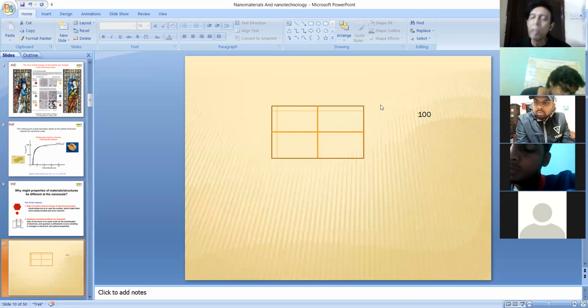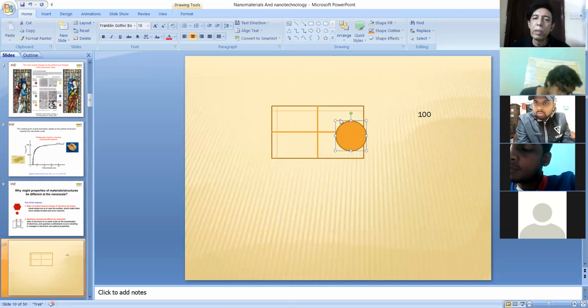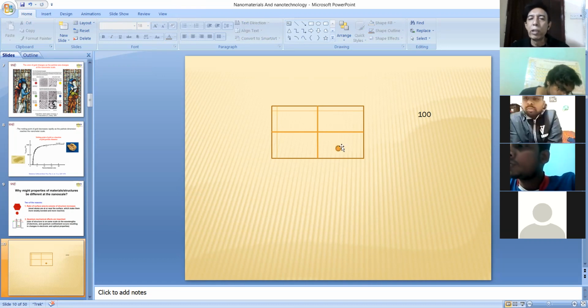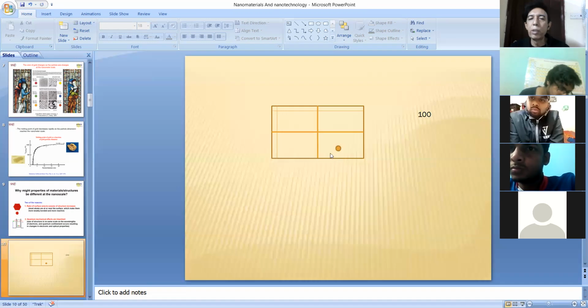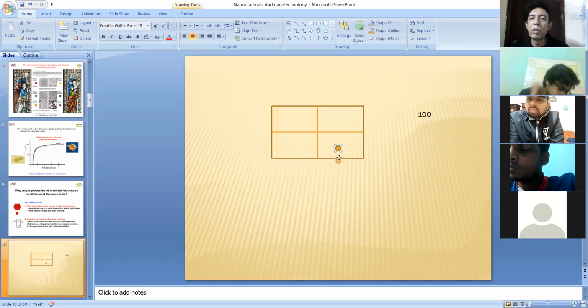And another thing, the surface atom is weakly bonded. Why are they weakly bonded? Because if an atom is in the interior, it will be bonded strongly. It will be bonded this way, this way, this way, in every direction. But if it is on the surface, it is bonded on this side and this side, but it is not bonded on this side. It is open on one side.